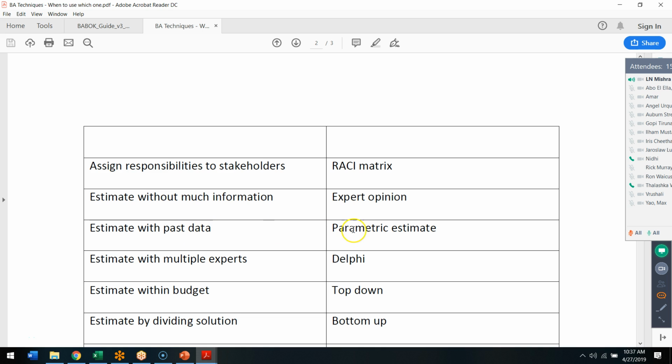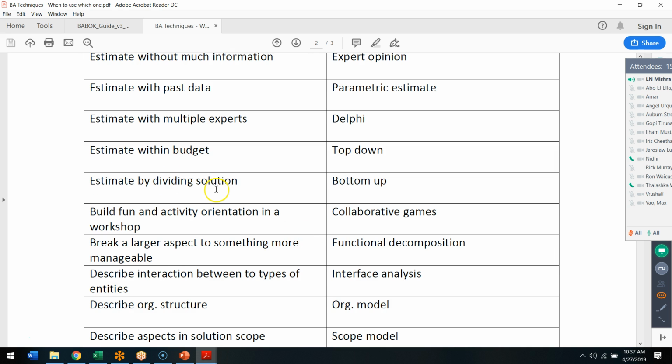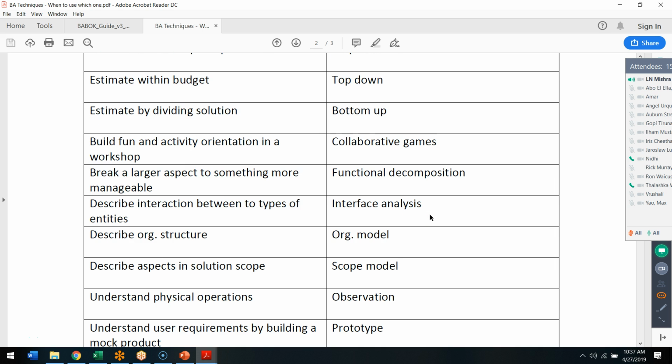Estimate with past data, parametric estimate. Estimate with multiple experts, Delphi. Estimate within budget, so you have a budget, top down. Estimate by dividing the solution, it's bottom up. Build fun activity in a workshop, collaborative games. Break a larger aspect to something more manageable, functional decomposition.